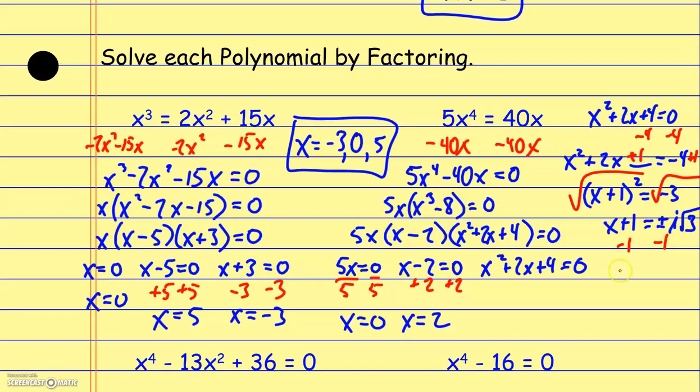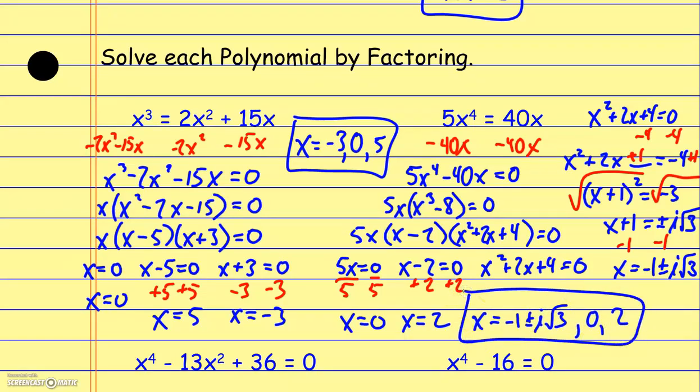So I'm basically using all the things that I've already learned about factoring and solving by factoring and rolling all of them into one problem. All right? So here I get x equals negative 1 plus or minus i root 3. So I get a bunch of different answers here, 2 of which are imaginary. Okay?